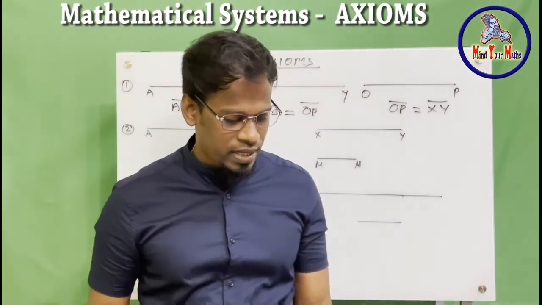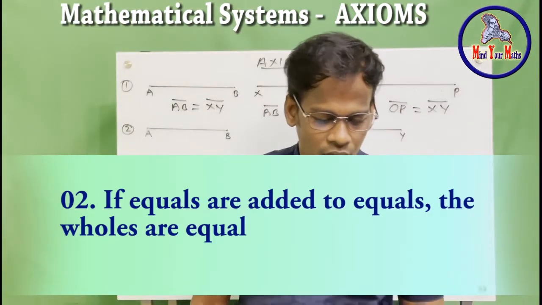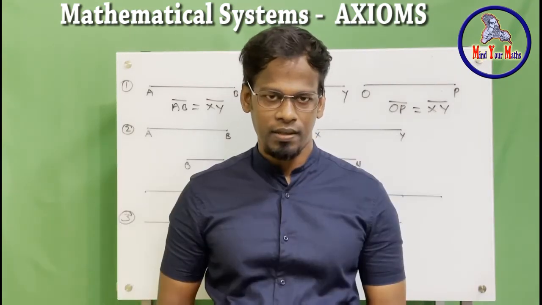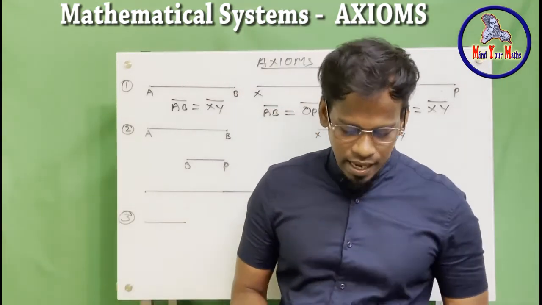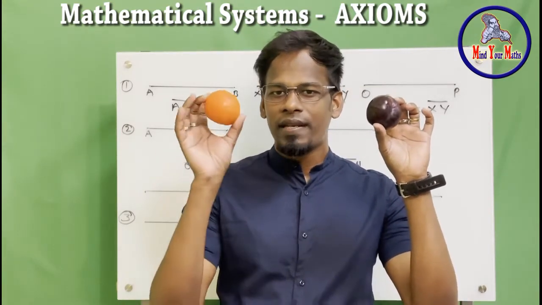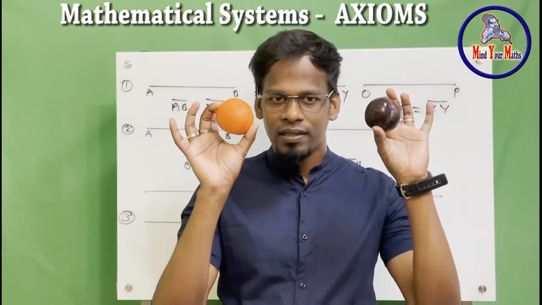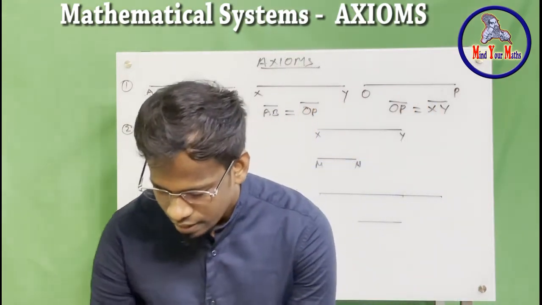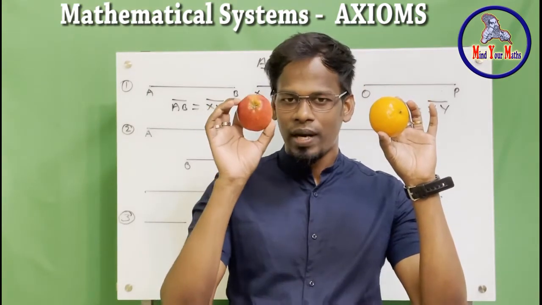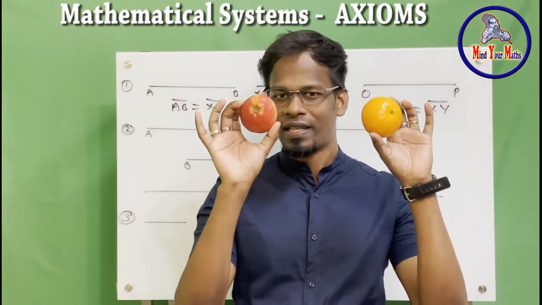So now let's go to the next axiom. The next axiom says if equals are added to equals, the wholes are equal, right? What it means is that the weight of 1 plum is equal to the weight of 1 tomato. And the weight of 1 orange is equal to the weight of 1 apple. This is a small apple, not the previous apple.